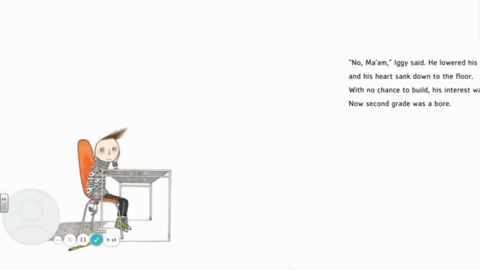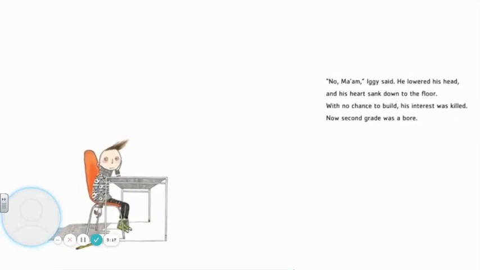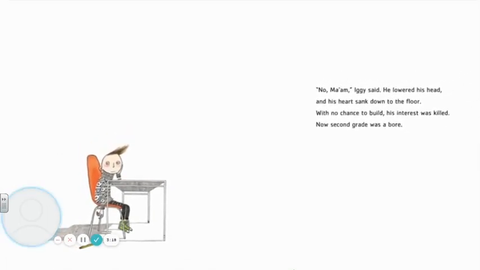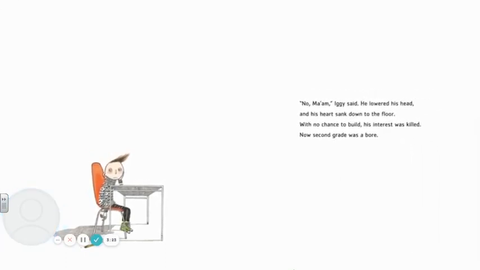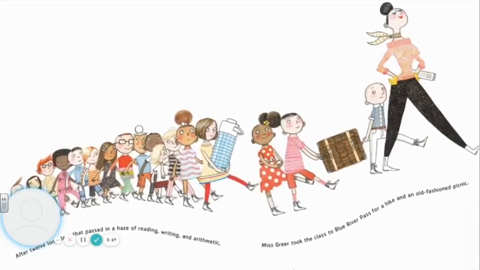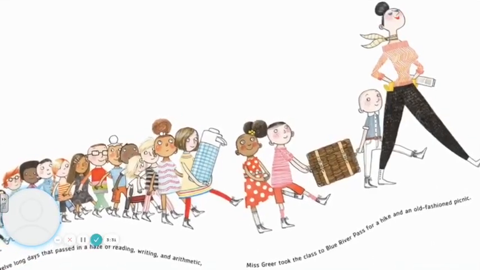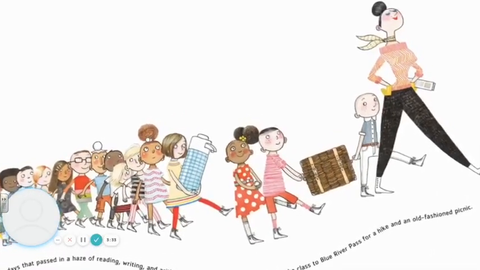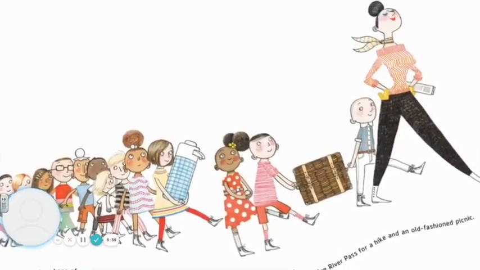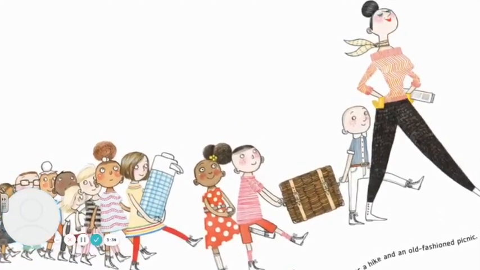"No, ma'am," Iggy said. He lowered his head, and his heart sank down to the floor. With no chance to build, his interest was killed. Now second grade was a bore. After 12 long days that passed in a haze of reading and writing and arithmetic, Miss Greer took the class to Blue River Pass for a hike and an old-fashioned picnic.